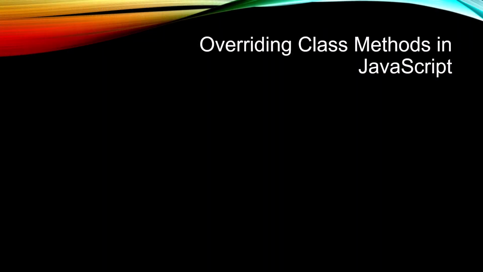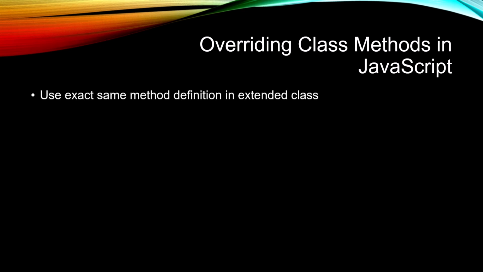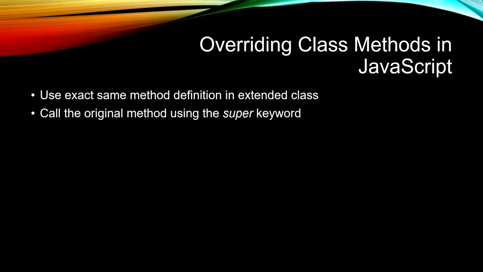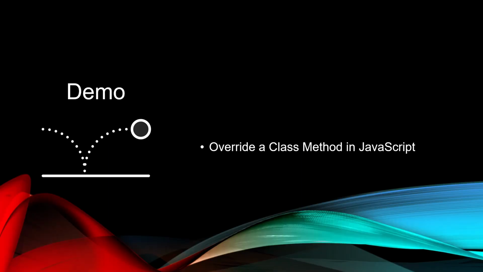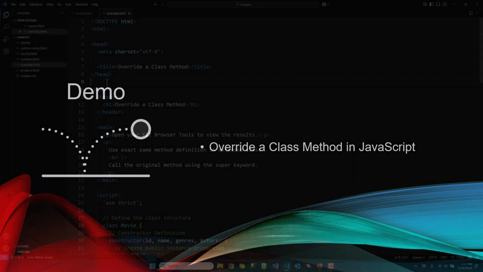So we have this getMovieInfo method in the movie class, but what if we wanted to add to it in the rental movie class? We can use the exact same method definition in the extended class, the rental movie class, and we can call the original method using the super keyword, and then we can just add on whatever else we want once we get the data back from the other method, the one in the movie class. Let's take a look at overriding a class method in JavaScript.